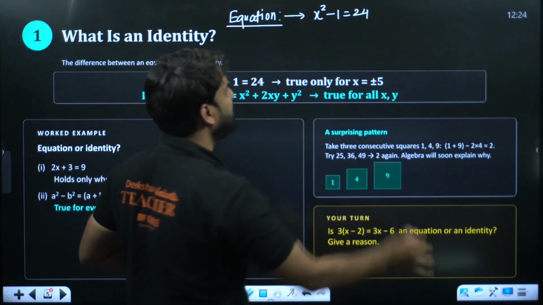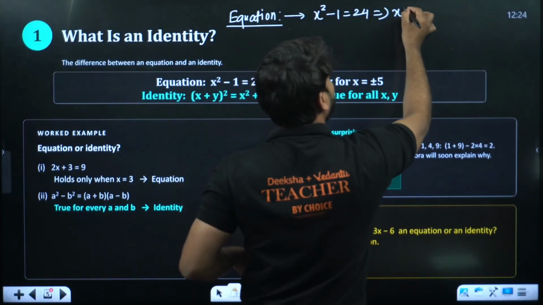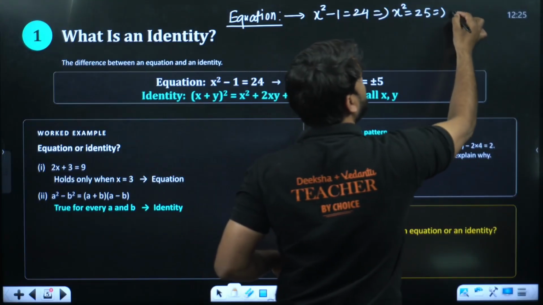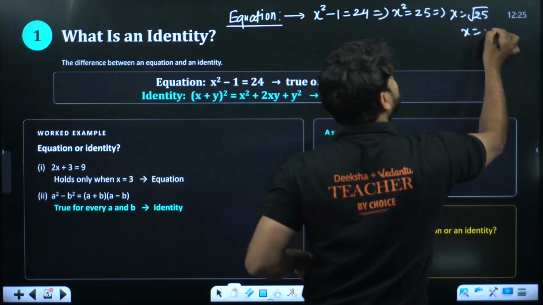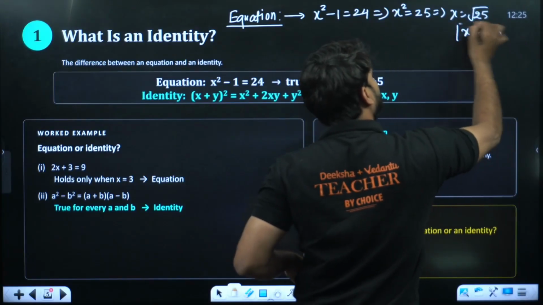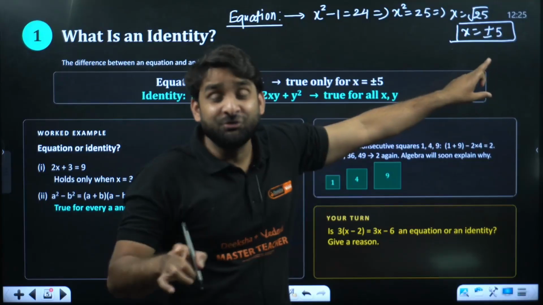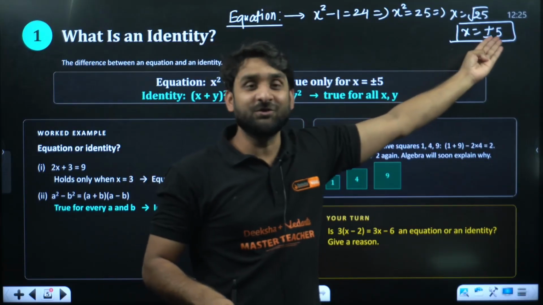So if we solve this, we can shift this minus 1 to that side. So x square will be equal to 25. Now if we remove the square sign, 25 will go under root. So we have x is equal to plus minus 5, because 25 is a perfect square. So plus minus 5 are the values of x which will satisfy this equation. So we got this solution, this value.